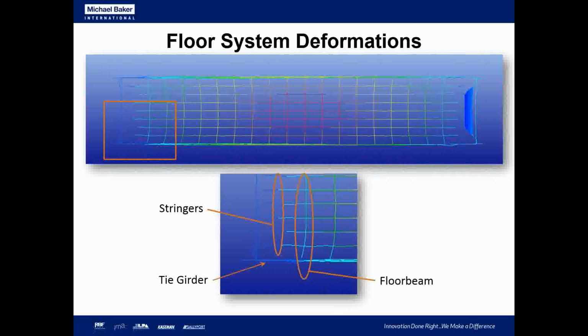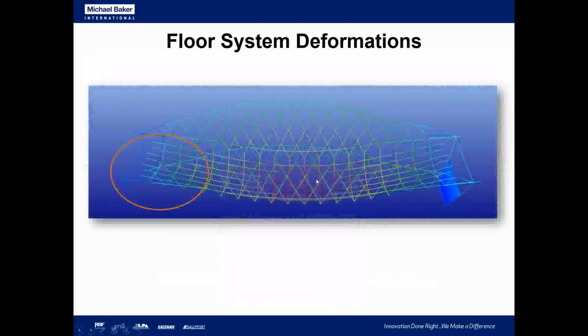So if you do have a case like this, looking at floor systems in 3D is something I would recommend. And you can sort of see how that happens with the Hastings bridge here, is that the tie girder, it's a tension member, it's not deforming as much as the floor system is, so the floor system has different deformations, it pulls the stringers forward, and then causes the floor beam to have to bend out of plane between the exterior stringer and the tie girder.